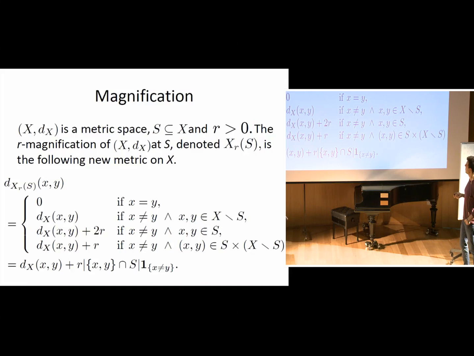They're all very simple. So there's this operation that we're going to play with, which we call magnification. There's a formula, and a picture in the next slide. The input is a metric space X, some subset S, and a positive parameter R. Now, I define a new metric space which I'll denote X of R of S, which is the R magnification of X at S. So we're going to blow up only the subset. Okay? And there's a formula here.